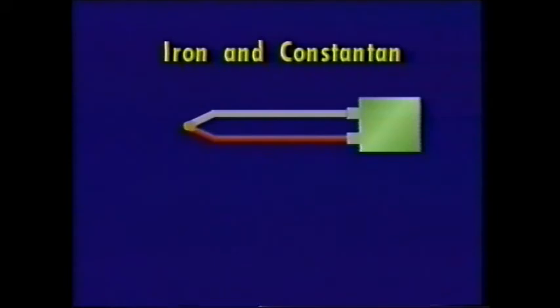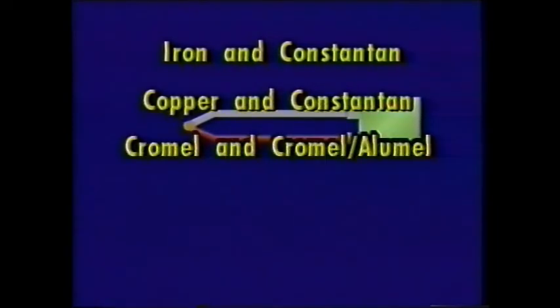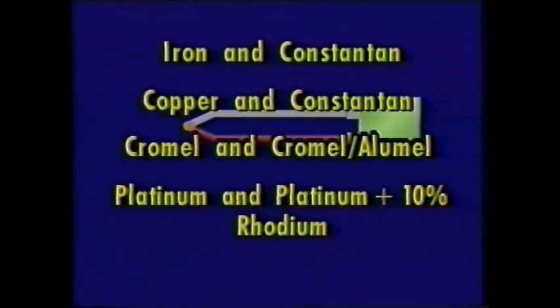The amount of voltage produced is determined by the type of thermocouple and the materials of construction. Typical thermocouple wire combinations include iron and constantan, copper and constantan, chromel and chromel-alumel, and platinum plus 10% rhodium. Your workbook contains tables which show temperature versus voltage for several thermocouple types.